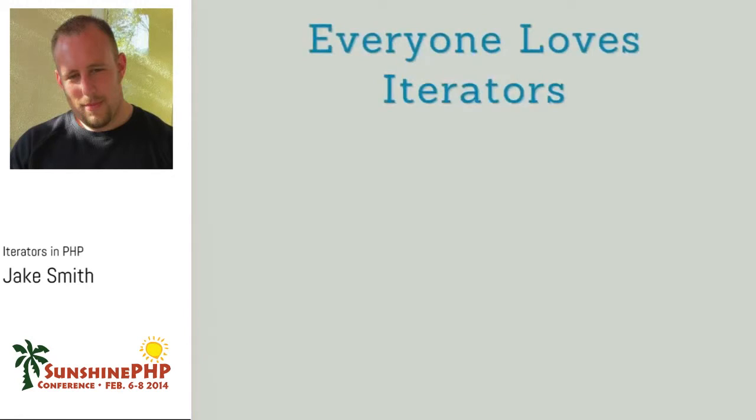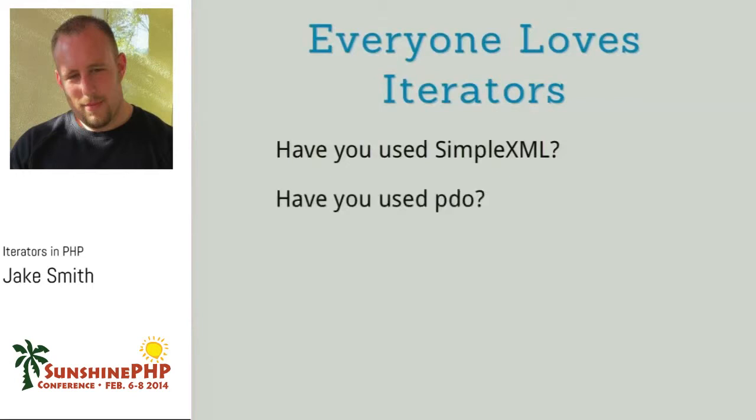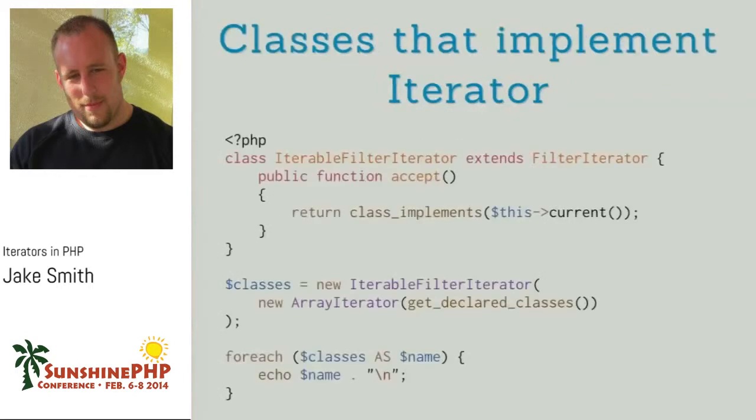How many people have used SimpleXML? How many people have used PDO? How many people like raising their hands in presentations? All right. So all of these, the results are returned as an iterator. You can do a foreach over a SimpleXML result or a PDO result. That's implementing an iterator.